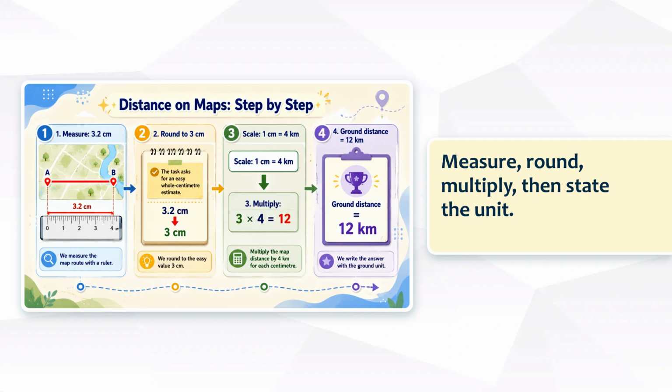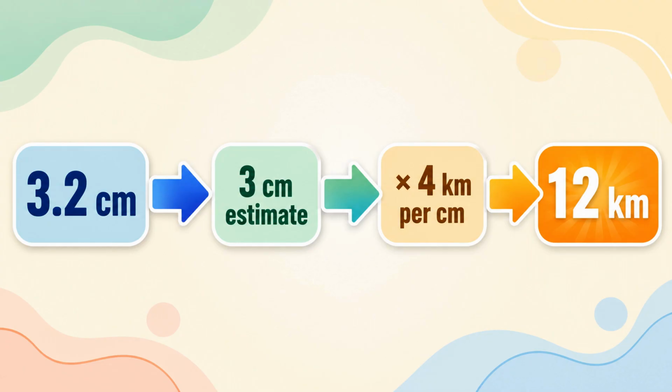Each step prepares the value for the next one. The scale can be used only after finding the map distance. 3 centimeters means 3 groups of 4 kilometers, so multiply rather than guess, and include kilometers in the answer to show it describes the real ground distance.